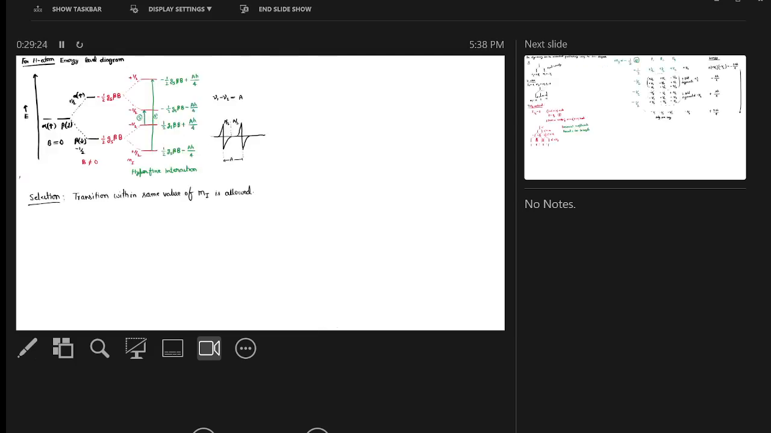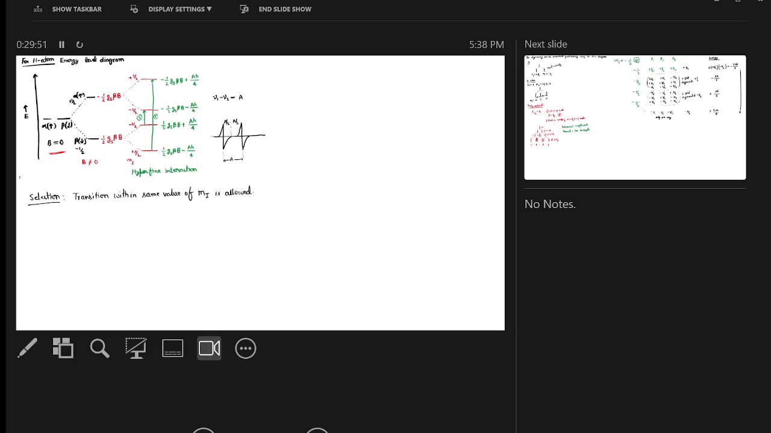Next slide. For example, let's try to understand the energy level diagram for a hydrogen atom, like how the energy level diagram will change after this hyperfine interaction. In the absence of any magnetic field, as we saw previously, these two levels, alpha up and beta down, will be degenerate. When you apply the magnetic field, that is B not equal to 0, this energy level will split.